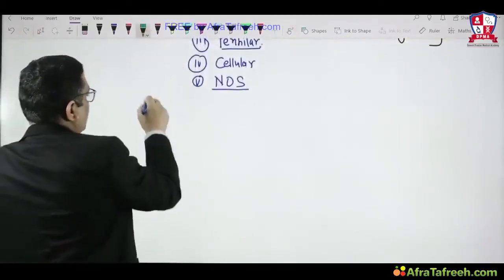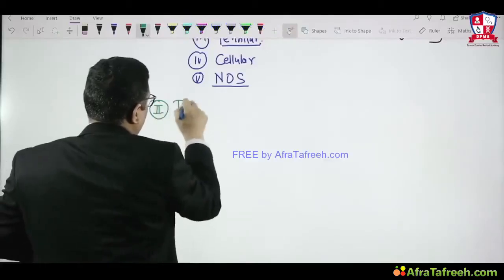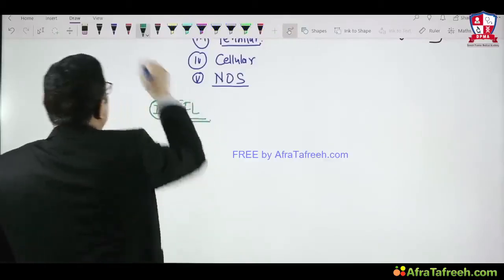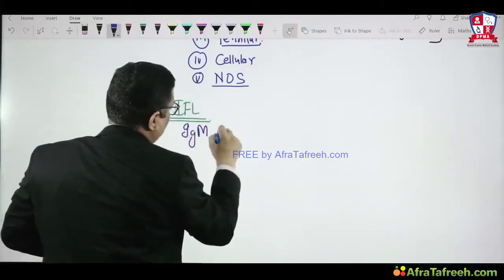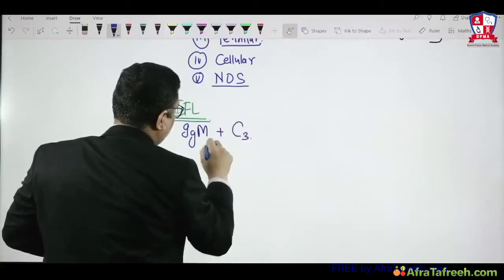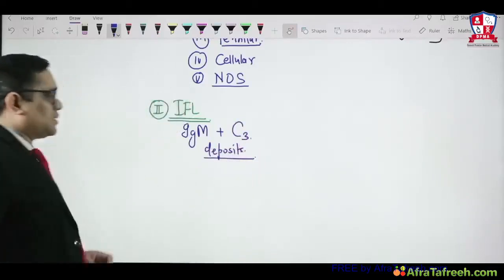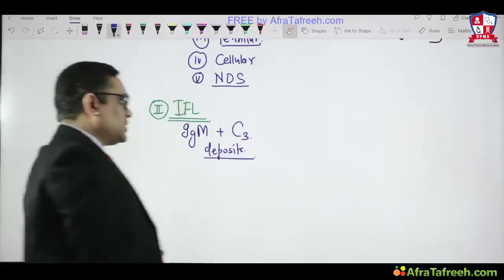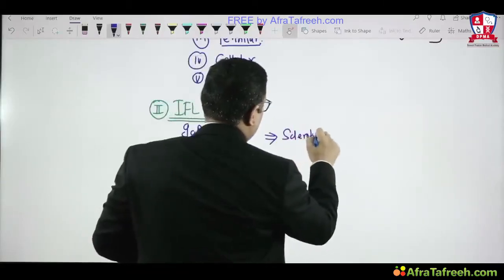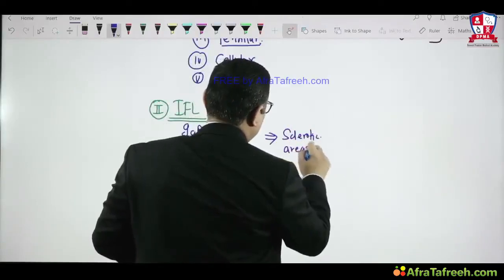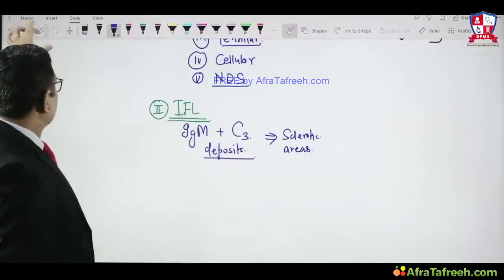On immunofluorescence microscopy, the second type of microscopy, what are you going to see? You are going to see immunoglobulin M. So IgM plus complement deposits will be present in the sclerotic areas, where collagen is depositing. In those areas you will find these deposits, so sclerotic areas will show IgM antibody and C3 complement deposits.